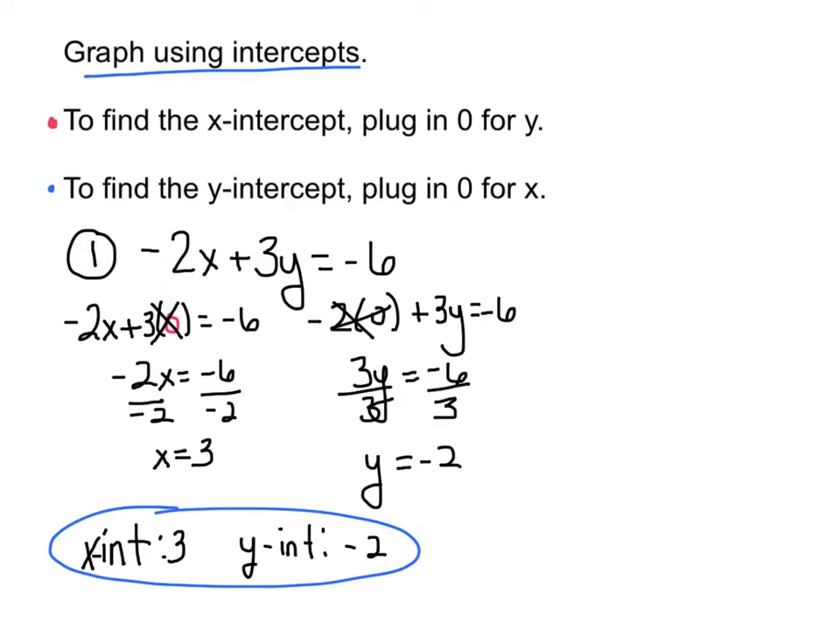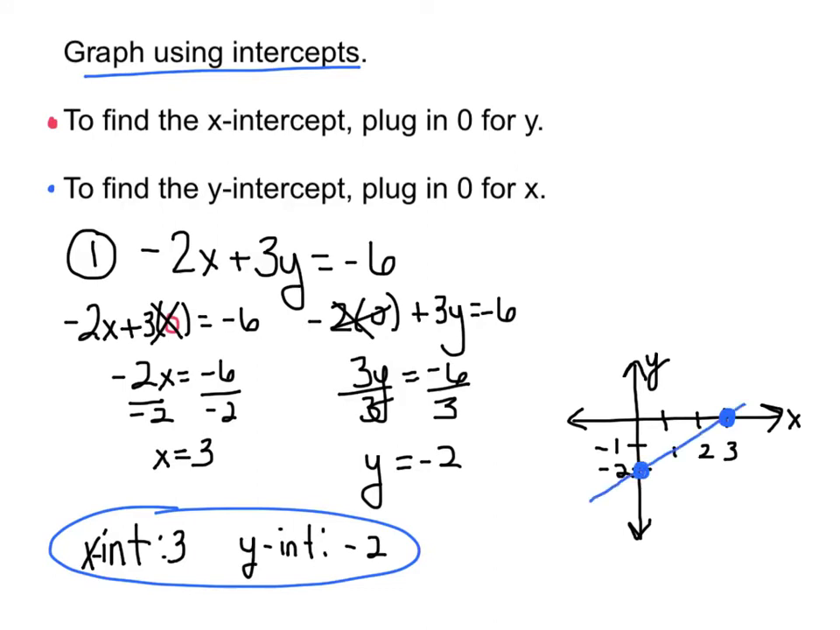So all you do is you graph. I have an x-intercept of 3, so my x-axis has to go to 3. And my y-intercept is negative 2, so I have to go down to negative 2. So my x-intercept is 3: 1, 2, 3. My y-intercept is negative 2: negative 1, negative 2. My x-intercept, that's where it crosses the x-axis, is 3. My y-intercept is negative 2, that's where it crosses the y-axis. And I draw a line through the points, and that's how you graph using intercepts.